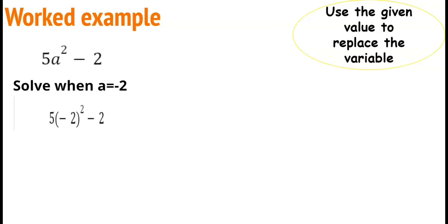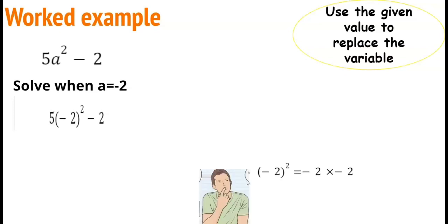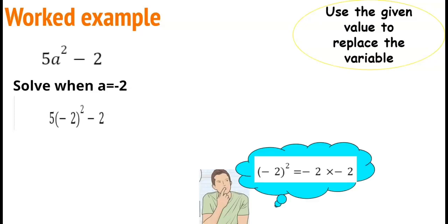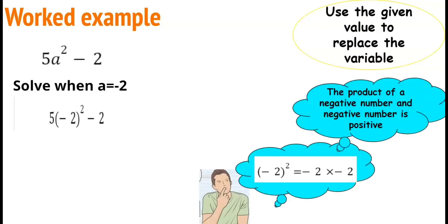The first thing that we need to do is to solve our indices or exponents. Let's recall, negative 2 squared means negative 2 times negative 2. And the product of a negative number and a negative number will always be positive. Therefore, we end up with 5 times 4 minus 2, which will give us 20 minus 2 equals 18.